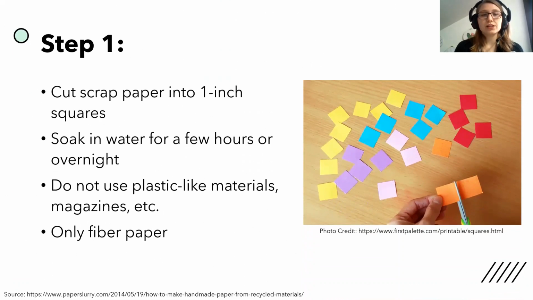And so the first step is to actually take your scrap paper and cut it into 1-inch squares. You can also, if you have a paper shredder, just put that paper through the paper shredder. And then you'll put it in some water and let it soak for a few hours or overnight. I have seen other procedures that don't even do that. So it's not completely necessary that you soak the paper at all. But in the one procedure I read, this was recommended.